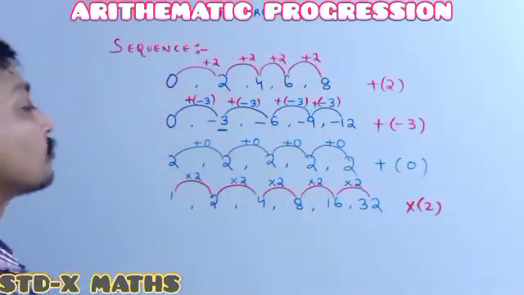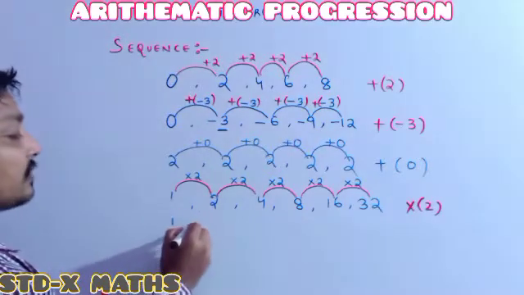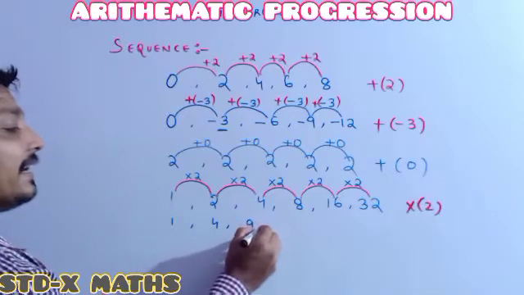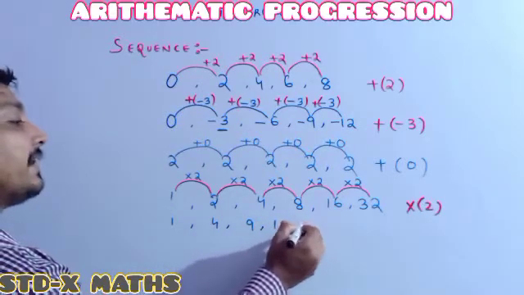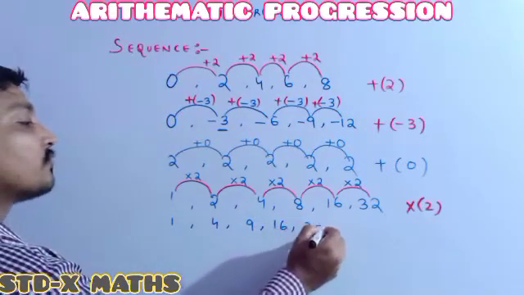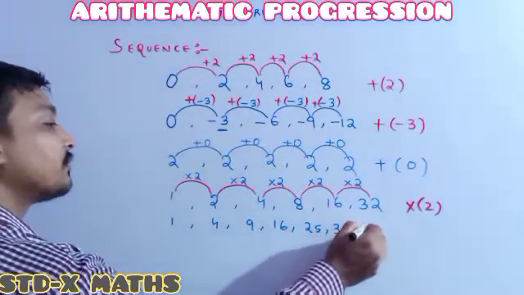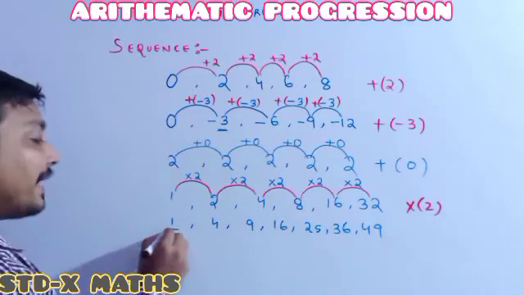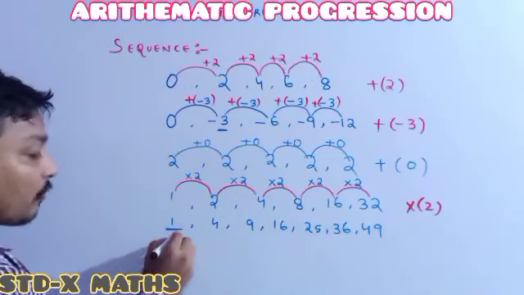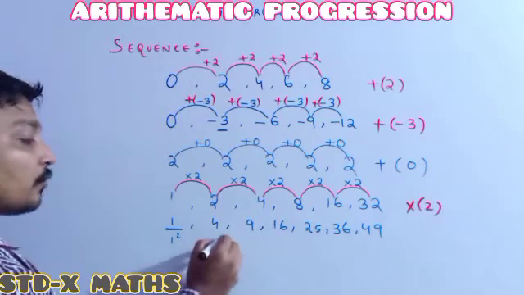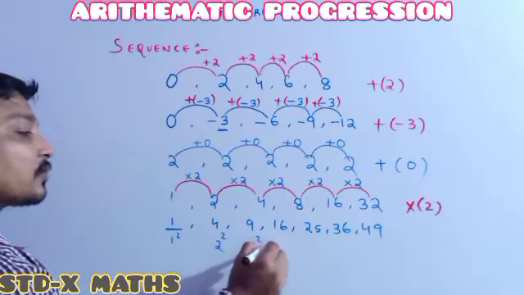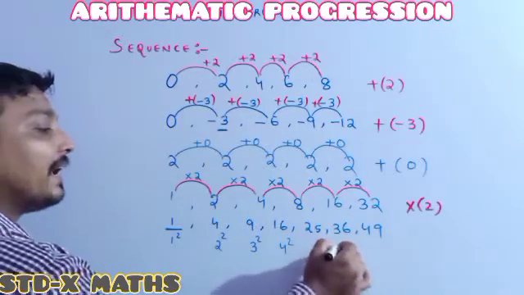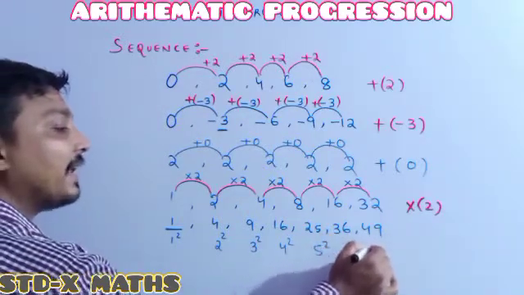Another example I am showing. See, an easy example. One is 1, next is 4, next is 9, next is 16, next is 25, next is 36, next is 49. Everyone, you just have to see the rule in this sequence. First one is 1 square. 4 means 2 square. 9 means 3 square. 16 means 4 square. 25 means 5 square. 36 means 6 square.